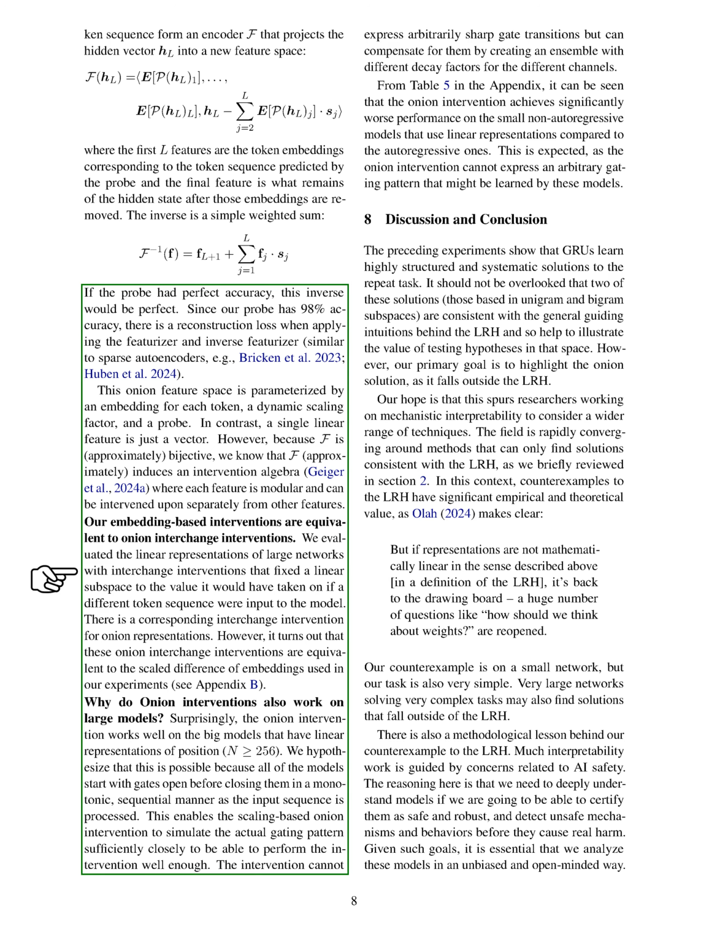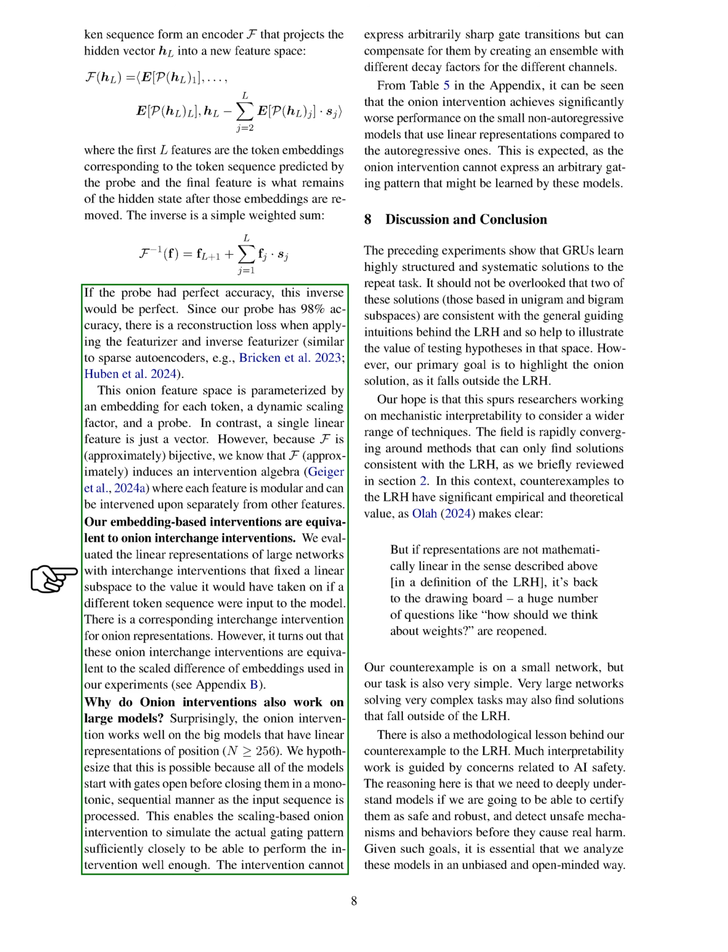Section: Our embedding-based interventions are equivalent to onion interchange interventions. In this section, we discuss how our embedding-based interventions are similar to onion interchange interventions. We examined the linear representations of large networks using interchange interventions that fixed a linear subspace to the value it would have if a different token sequence were input. There is a related interchange intervention for onion representations.